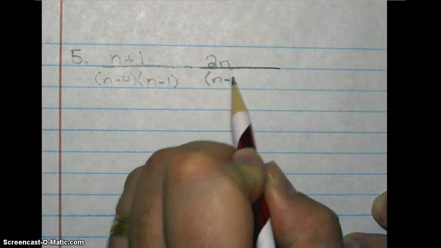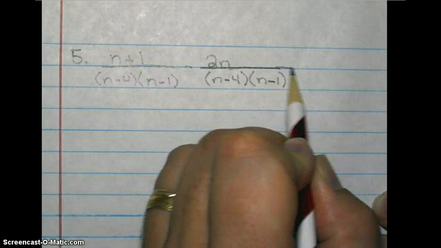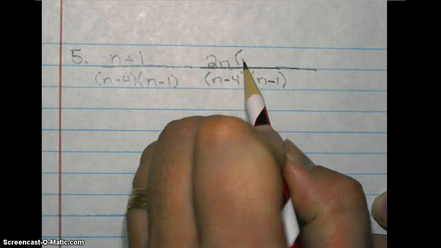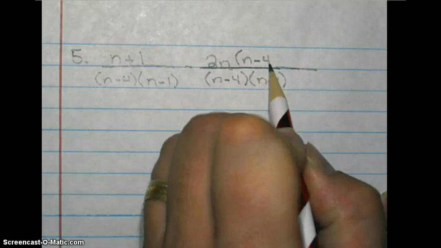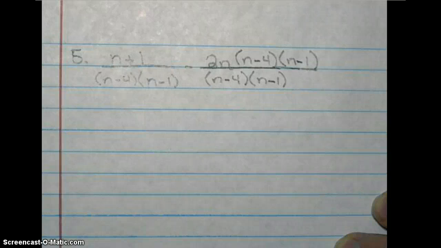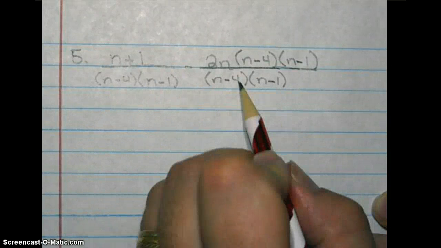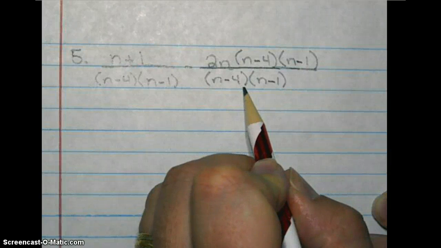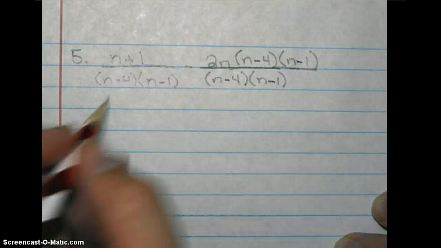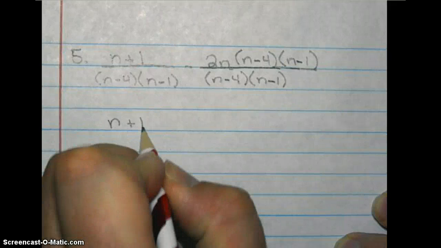n minus 4, n minus 1. Well, if we put it on the denominator, we have to put it in the numerator as well. Now we have a common denominator. Since we multiplied the denominator times that, we had to multiply the numerator times that as well. Okay, now we're going to simplify. We get n plus 1.